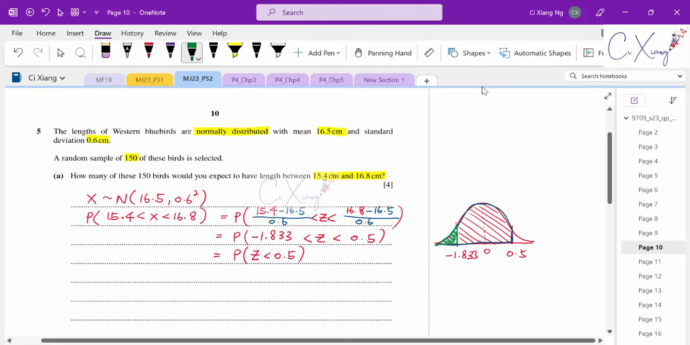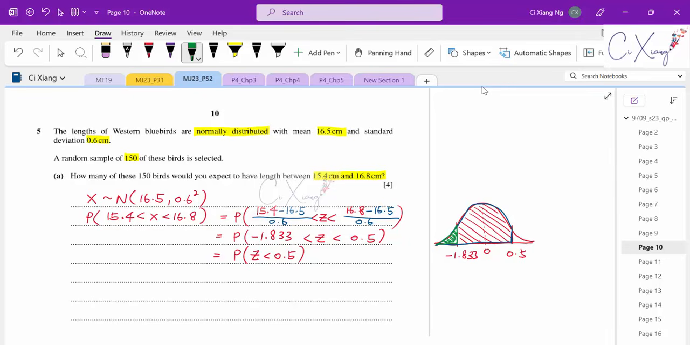Okay, so you can see that I'm having a blue color area minus the green color area, then I will get the shaded area that I want to find from the question. Therefore, when I want to write the step, it will be z smaller than 0.5 minus z smaller than negative 1.833. Okay, so after you already know your step, then you can start to find out the area that you want to find from the normal distribution table.